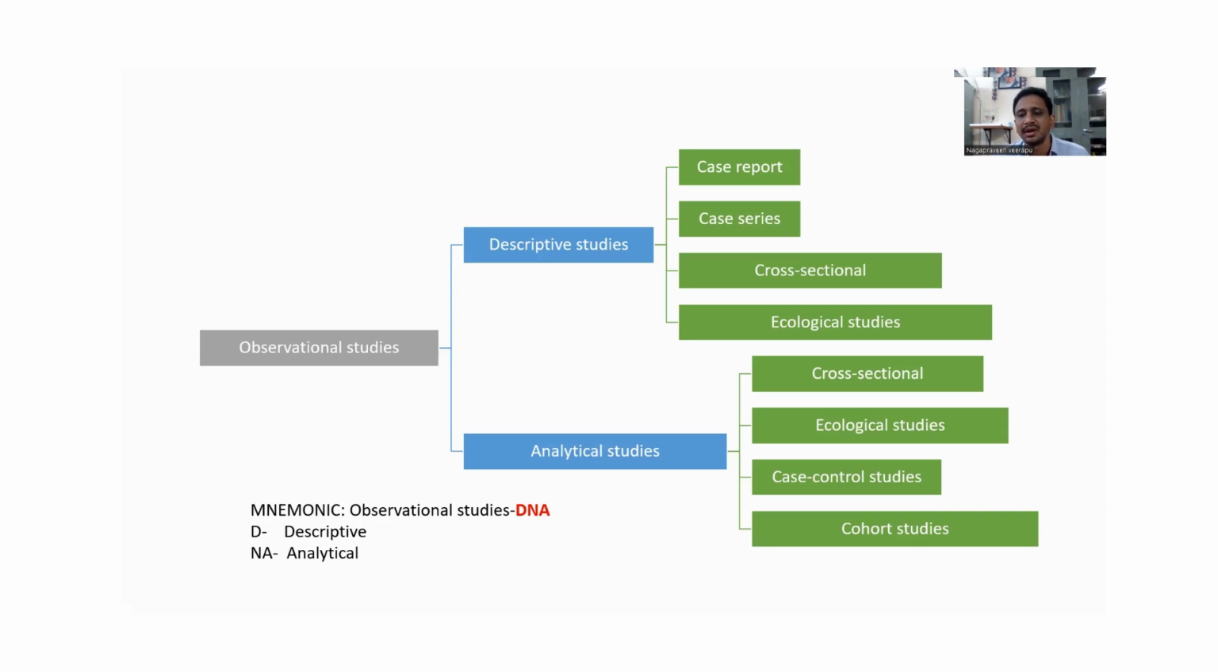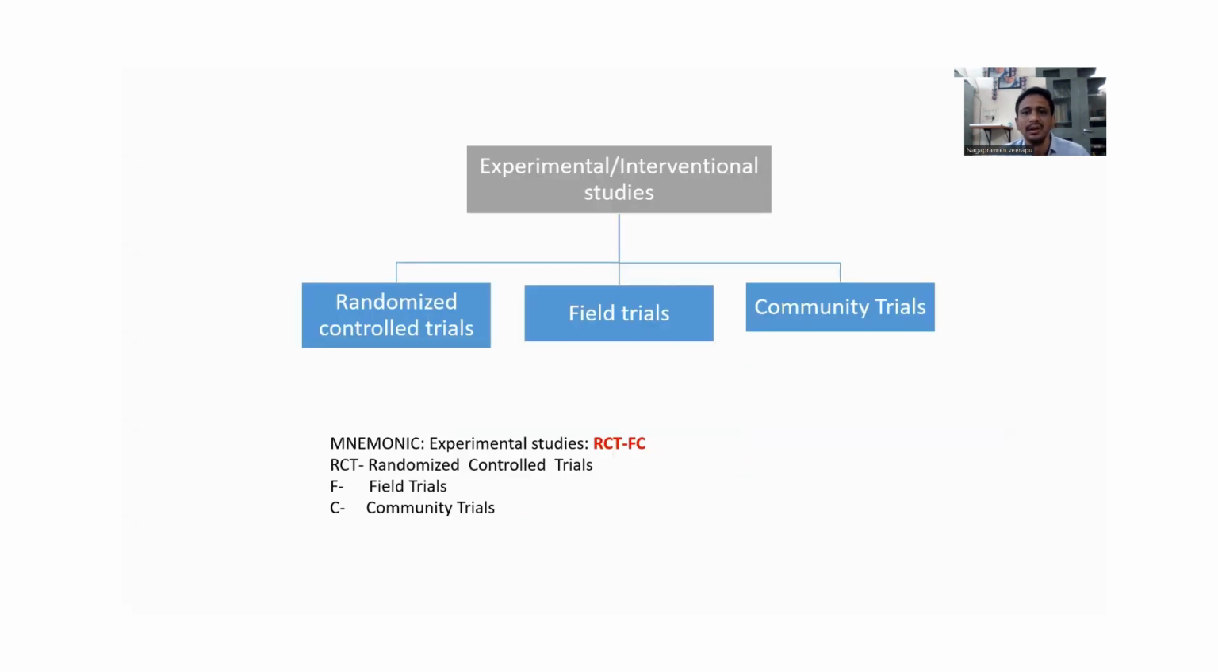Case control study or case reference study, where there are cases and controls. We will start with cases and controls in the study. It is also called case reference study. Cohort study is also called follow-up study, where you follow up the population to see the outcome of the event. Okay, let's move on.